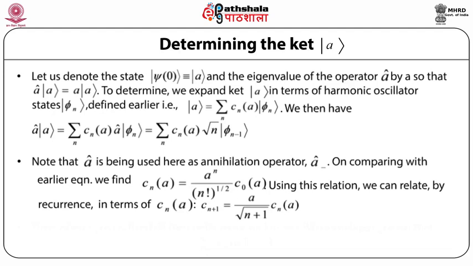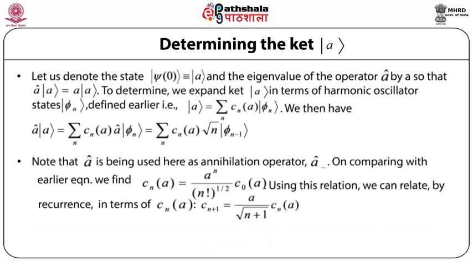Thus, if we want to determine the ket vector A, we expand the ket vector A in terms of the harmonic oscillator states ket vector phi n that we have defined earlier. So we can write down this expansion as ket vector A is equal to summation over n Cn as a function of A times the ket vector phi n.